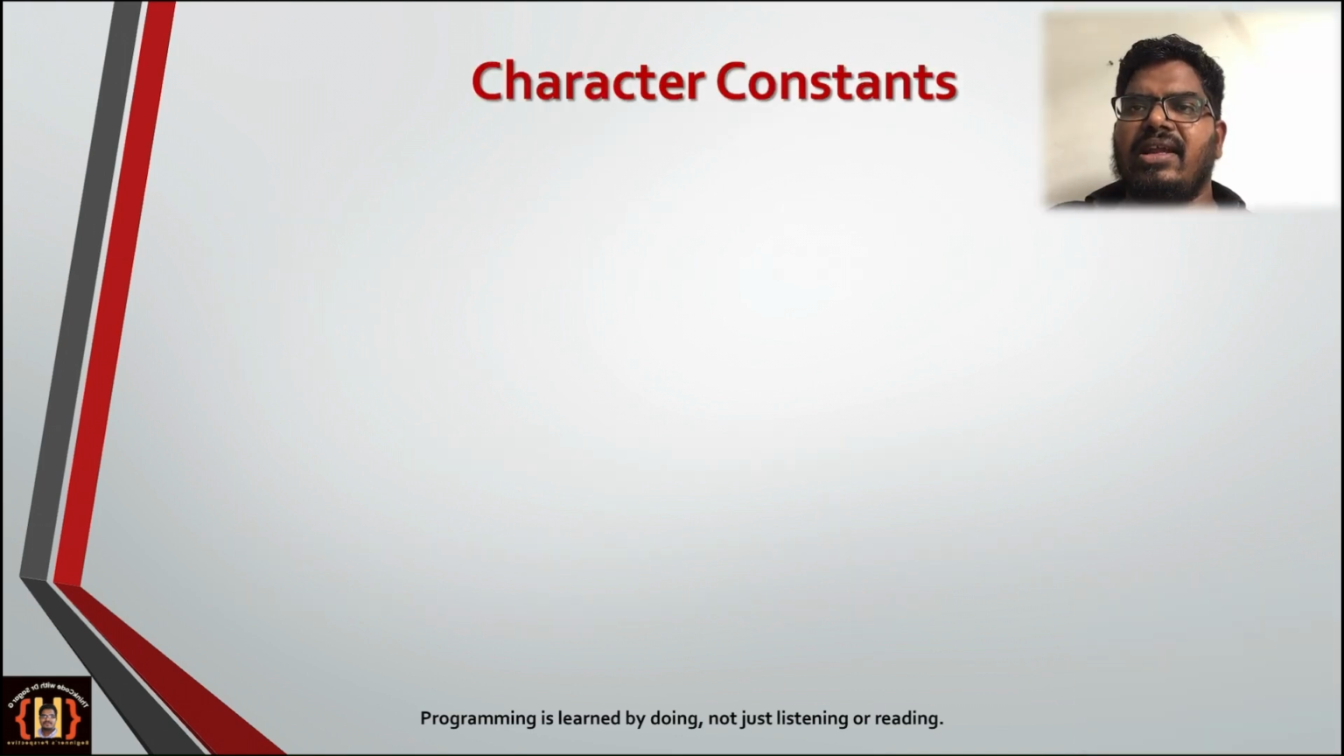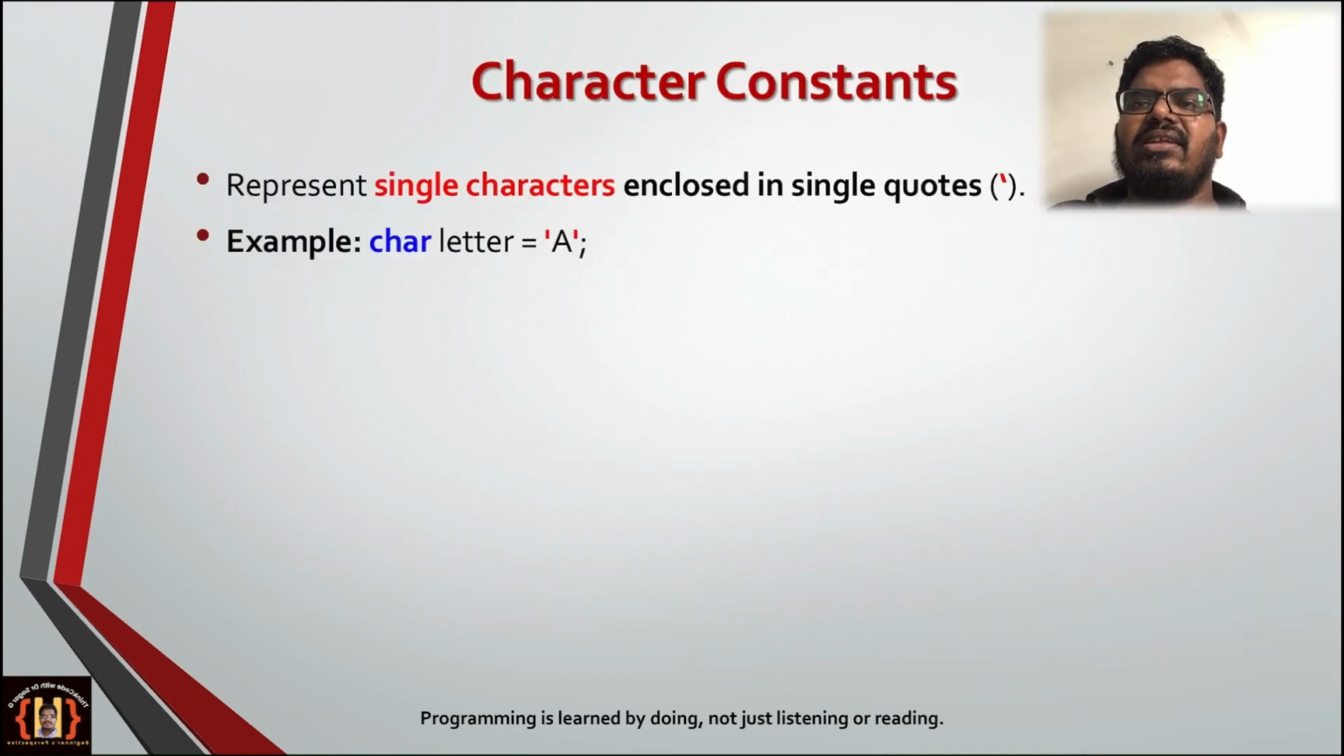Similarly, we have character constants. These are single characters enclosed in single quotes. You can see an example here. Enclosed means you are including that character, A, between two single quotes. This is how we declare a character constant: char letter = 'A'. Here letter is a variable name, char is a keyword which is used as it is, you can give any name in place of letter, and this is the constant I am referring to in this case.